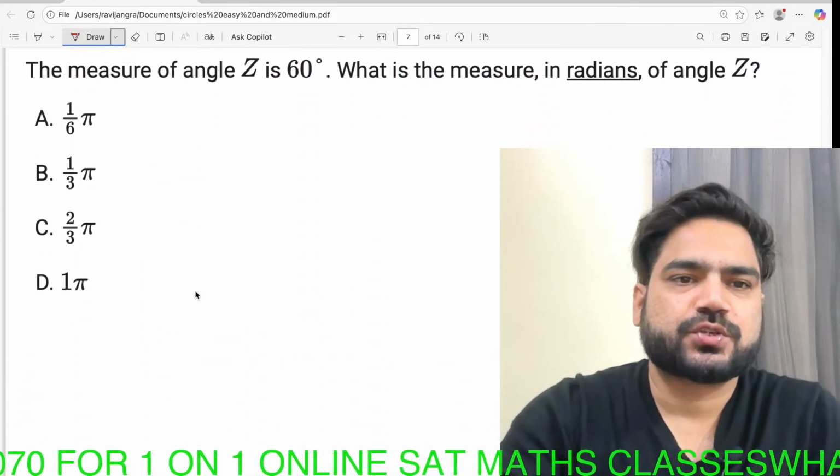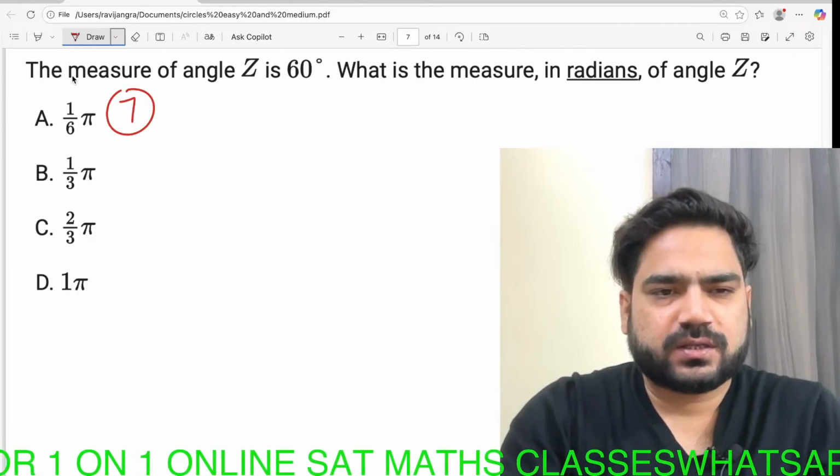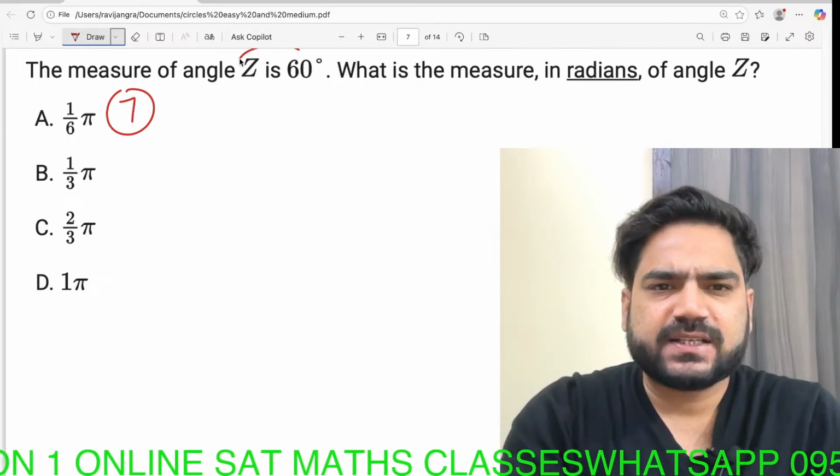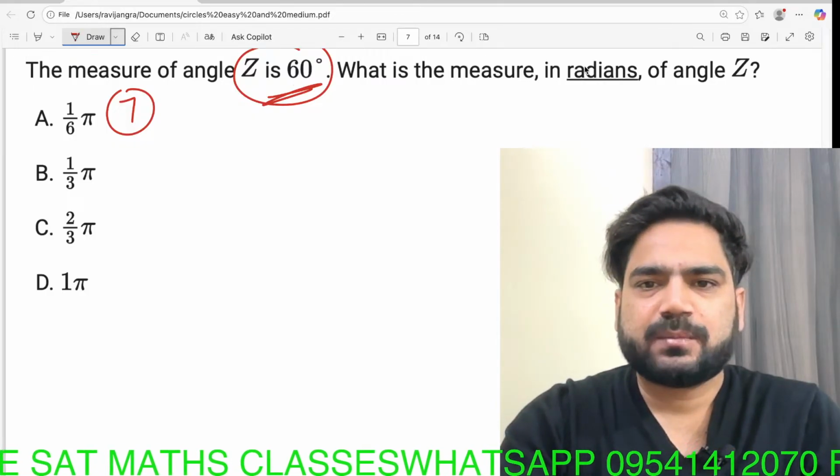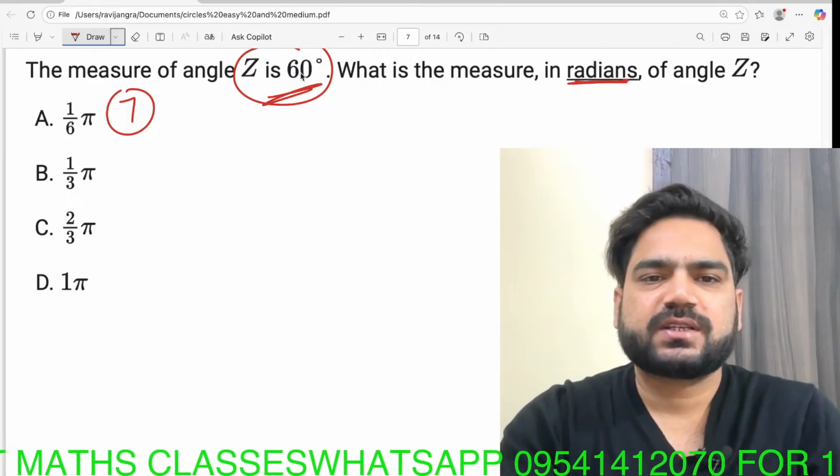Next question, seventh question. The measure of angle Z is 60 degrees. What is the measure in radians? You have to convert this degree into radians.